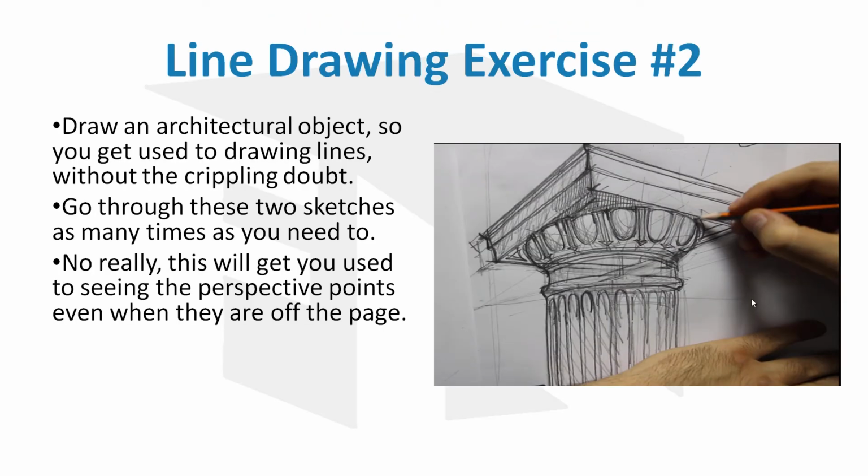Okay, so let's go for line drawing exercise number 2. We are going to start sketching a Doric capital, right? Just at line drawing level, no hatching. This is going to help you get used to drawing architectural objects and not just abstract stuff. Let's go for it.